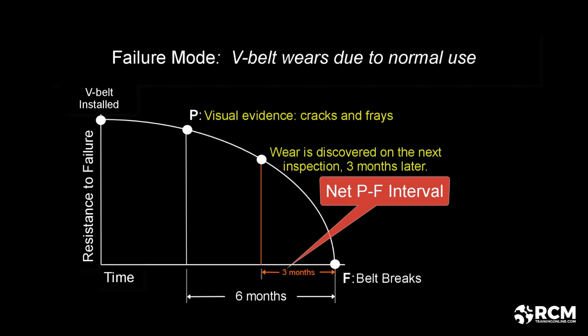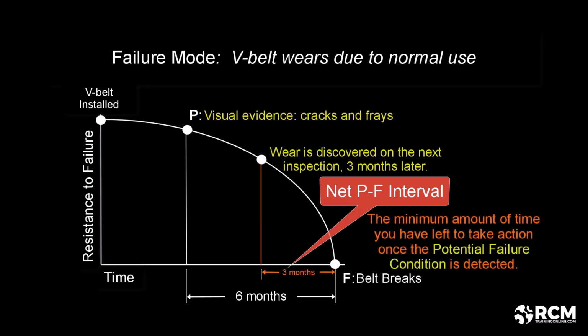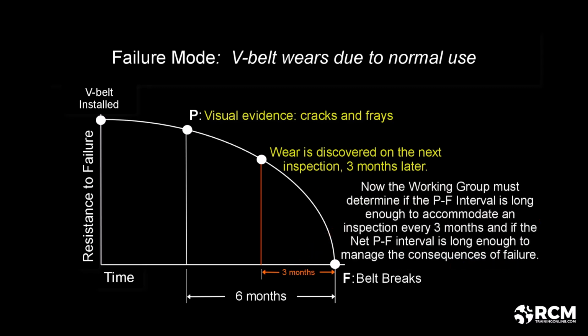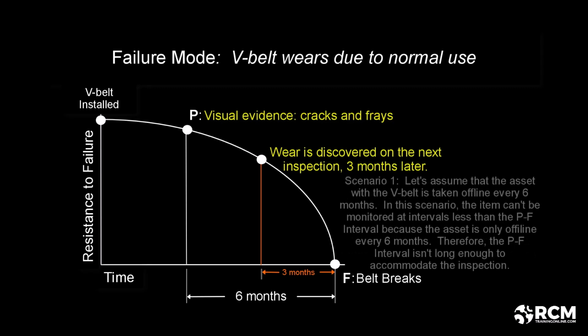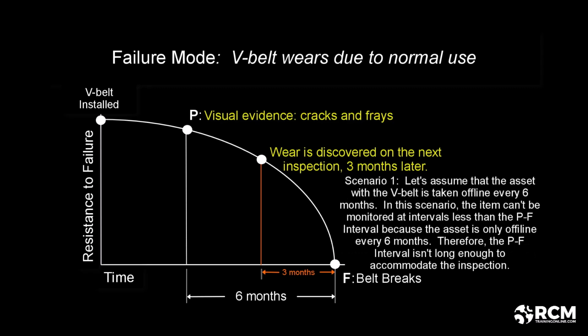The net P2F interval is the minimum amount of time you have left to take action once the potential failure condition is detected. Now the working group must determine if the P2F interval is long enough to accommodate an inspection every 3 months and if the net P2F interval is long enough to manage the consequences of failure. Let's look at scenario 1. Let's assume that the asset with the V-belt is taken offline every 6 months. In this scenario, the item can't be monitored at intervals less than the P2F interval because the asset is only offline every 6 months. Therefore, the P2F interval isn't long enough to accommodate the inspection.